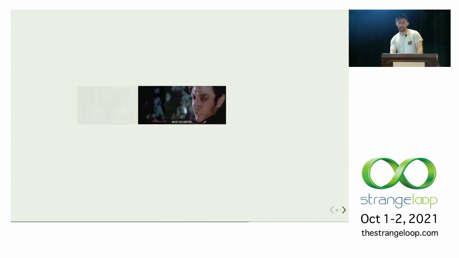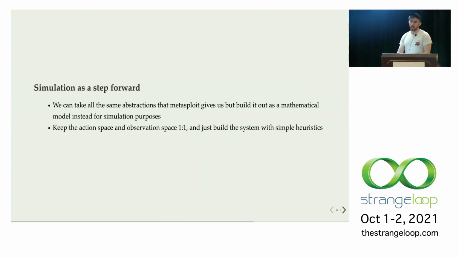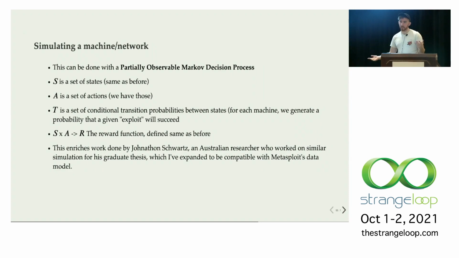How are we going to get more data fast? Simulation, I think, is a good idea here. So we can take all the same abstractions that we already made to get our Metasploit gym running, and we can build it out as a mathematical model instead of a real network to allow us to train faster. So we're going to keep the action space and observation space one-to-one. This is crucial. As far as our agent is concerned, it doesn't know whether it's interacting with a simulation or a real environment. So how do we do that?